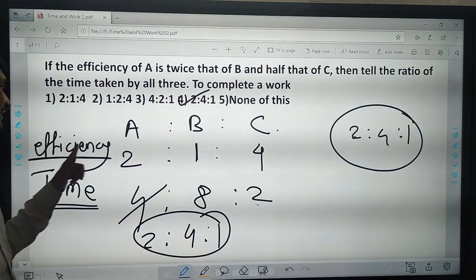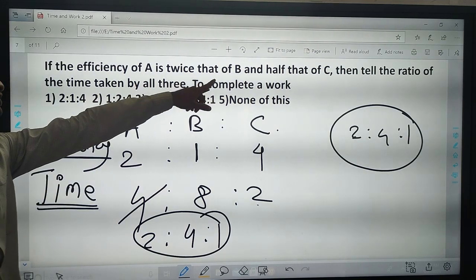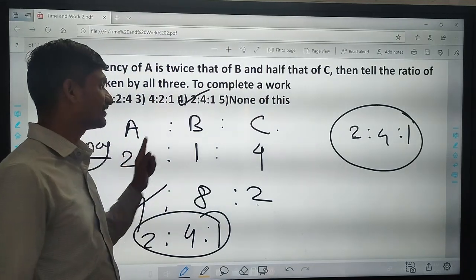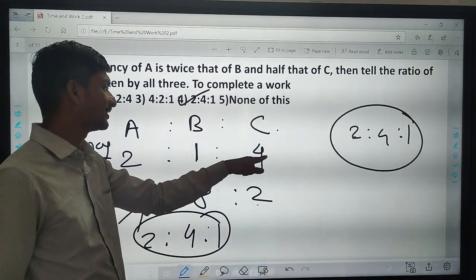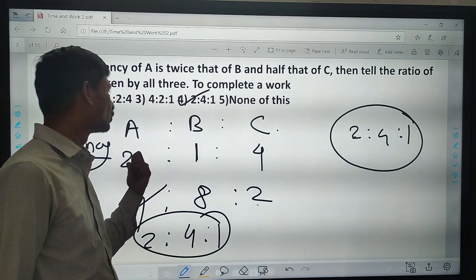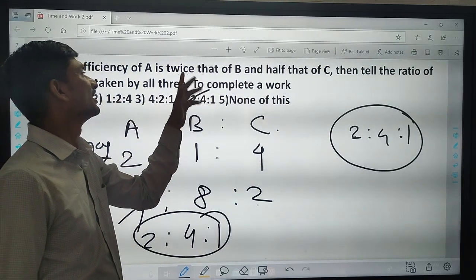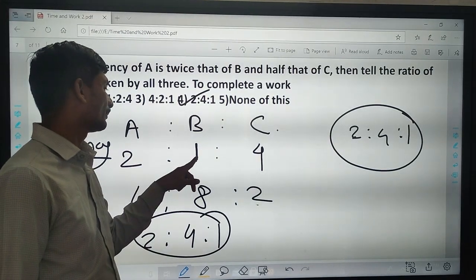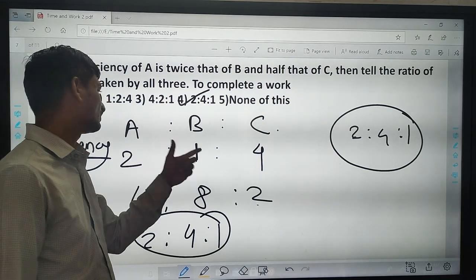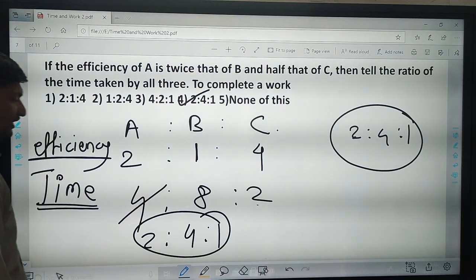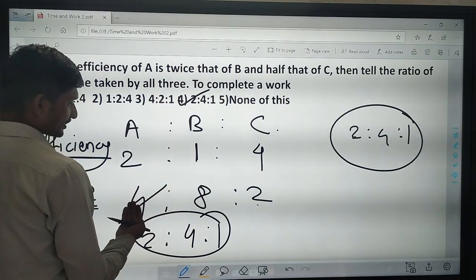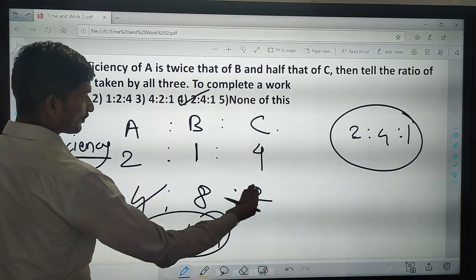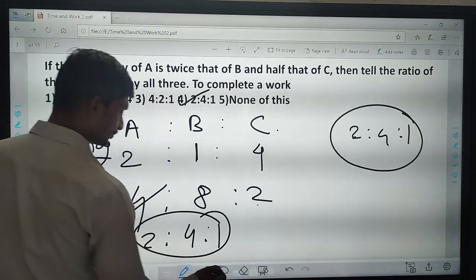Here we only take efficiency. As the efficiency of A is twice of B and half of C, firstly we write A's efficiency is half of C, then C is 4, A is 2. And A's efficiency is twice of B, then A is 2, B is 1. Now we cross these two for time of A, we cross these two for time of B, we cross these two for time of C. Now here 2 to 4 to 1.